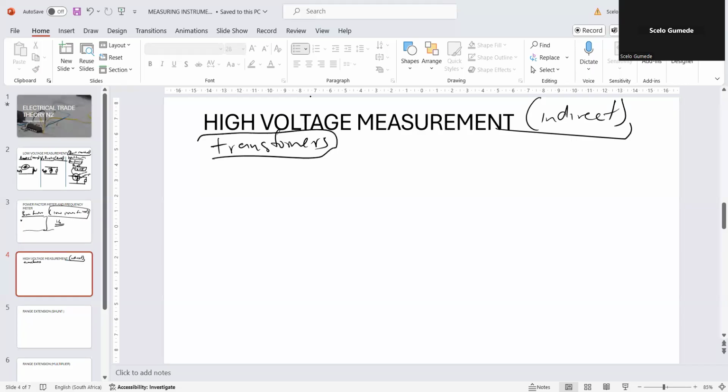We're going to do this also on N3. We're going to do this, so please just keep this in mind. So we're going to use transformers. So how do we then draw an ammeter? Now, here's an ammeter. Remember, still have a load. Now, high voltage is now going to have a line neutral.